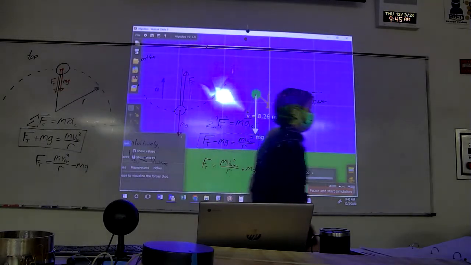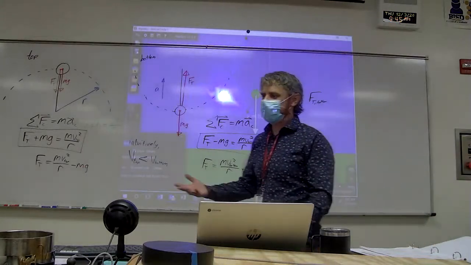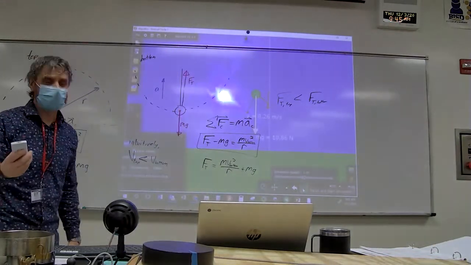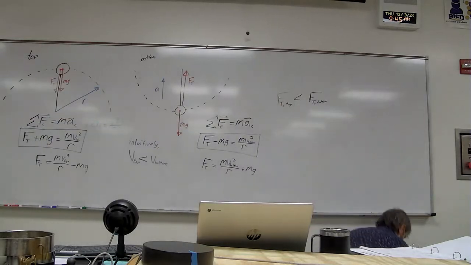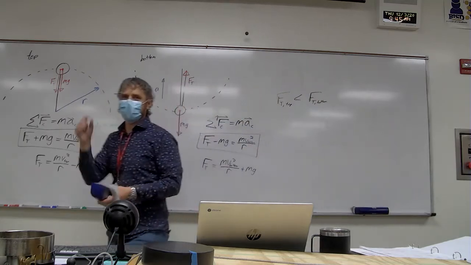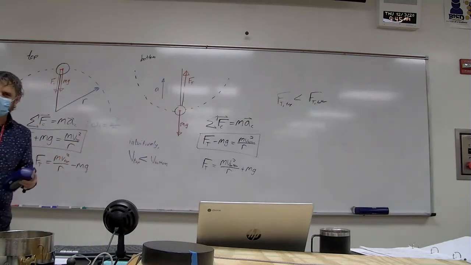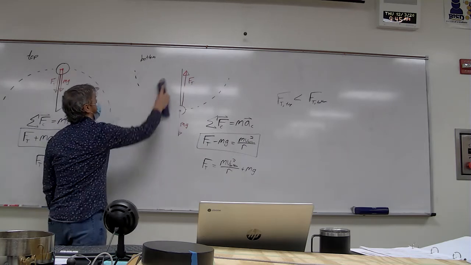Oh my gosh, that keeps happening. Let's talk about how we can calculate that minimum speed, the minimum speed required to get through the top of the loop. If I have bigger than that speed at the top, I'm fine. I get through it. But if I have less than that speed, the critical speed, then I will definitely fall.